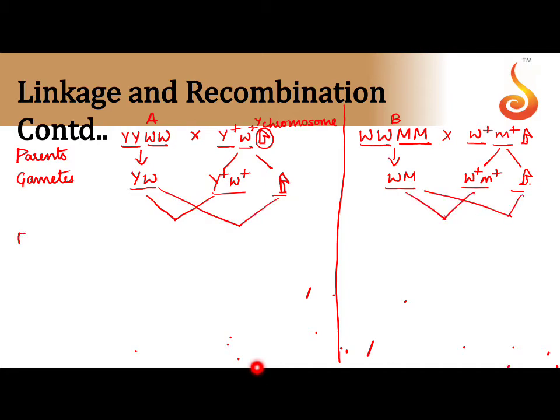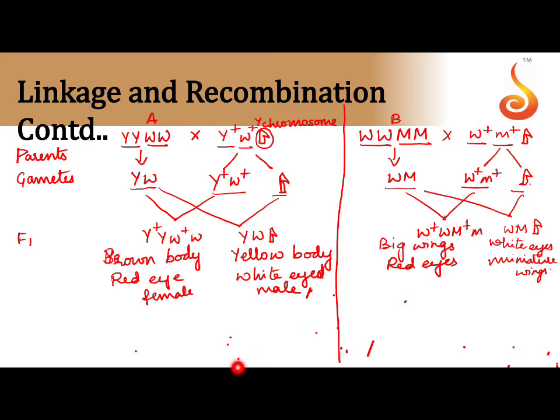So, we are going to cross in both conditions to find the first filial generation or the F1 generation. In the F1 generation, you see that females will become Y+Y, W+W, and in case of males it becomes YW with the Y chromosome. Here also you get W+W, M+M and WM and a Y chromosome. What does it signify? You will be amazed to see that it is a reciprocal cross.